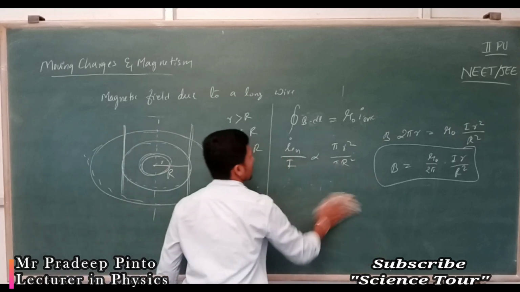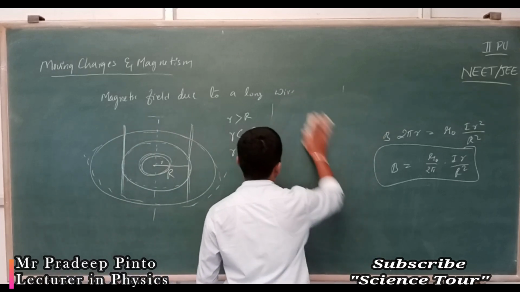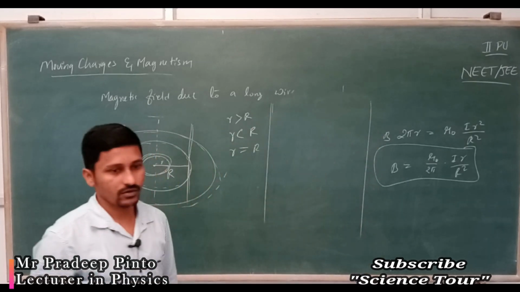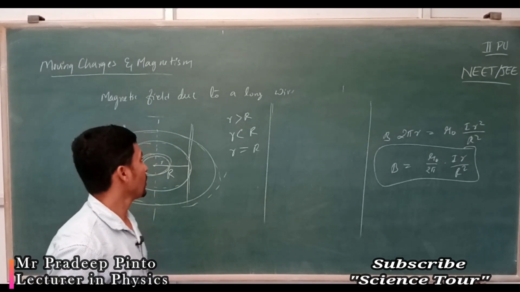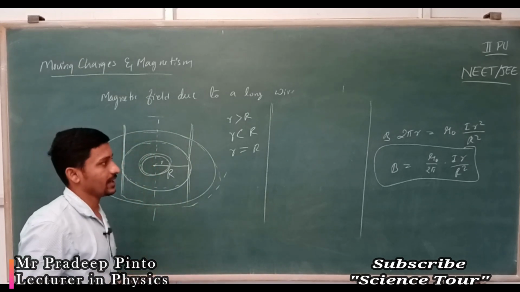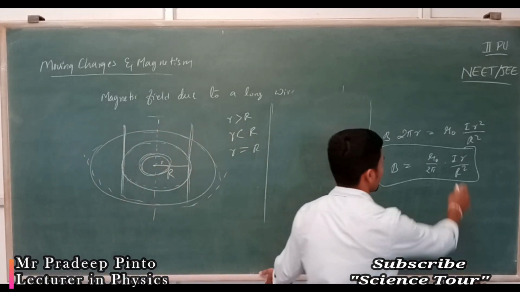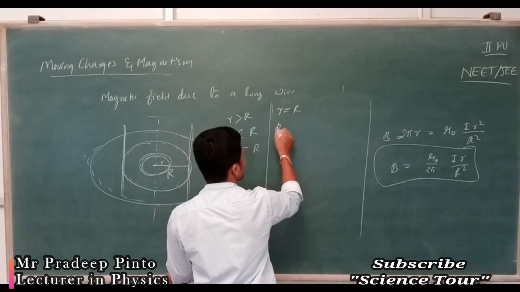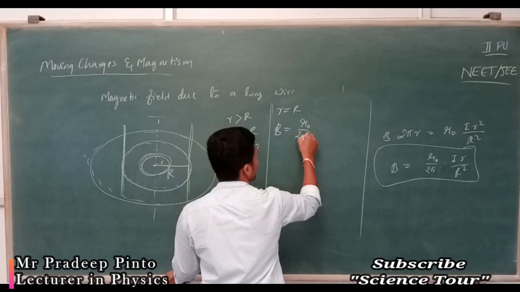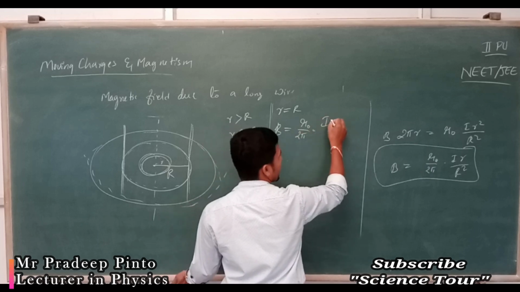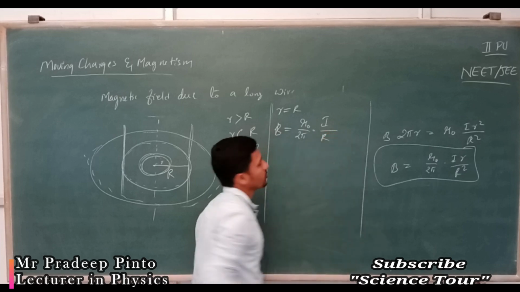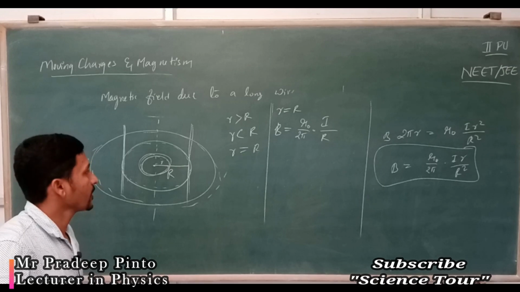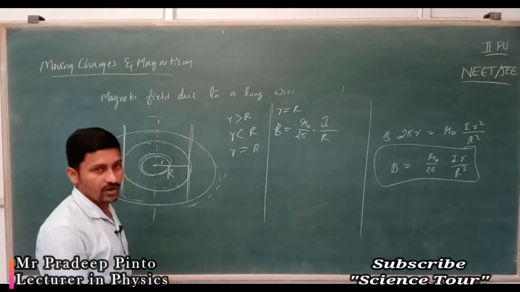I'll erase this. That is for a conductor, if inside or outside is asked. So now what you are going to get: when r is equal to capital R, r cancels, and B on the surface is μ₀I divided by 2πR. That is on the surface.